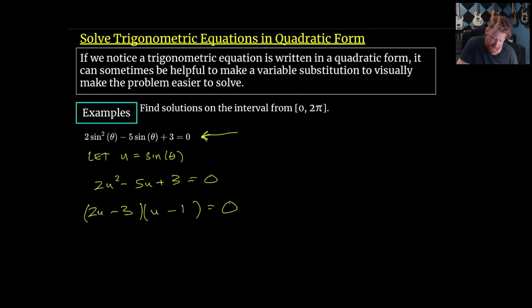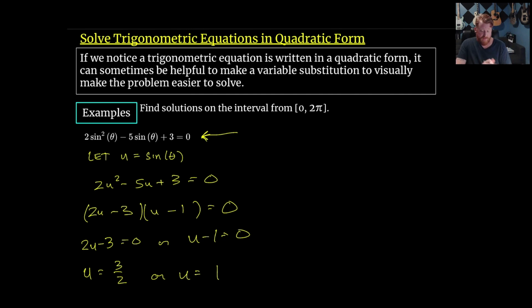I had my signs backwards for a second. Let me substitute back now. Let's solve, and then we can go from there. What this is saying is that 2u minus 3 equals 0, or u minus 1 equals 0. So we get that u is equal to 3/2, or u is equal to 1. But we're not trying to solve for u, we're trying to solve for theta. So we've made the substitution, now we're just going to substitute back.